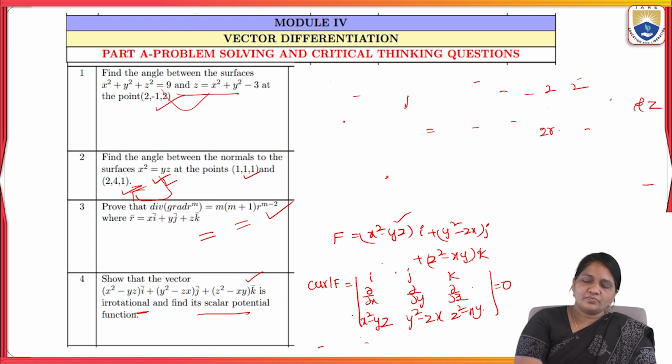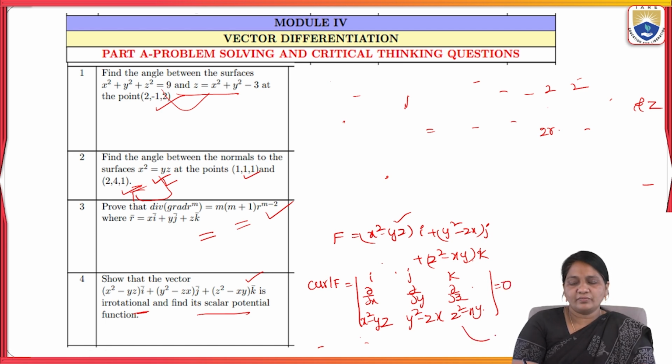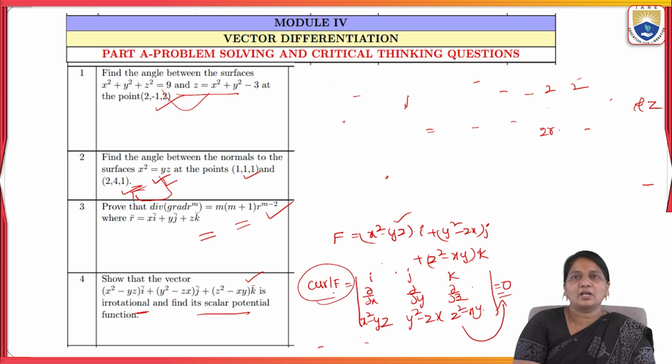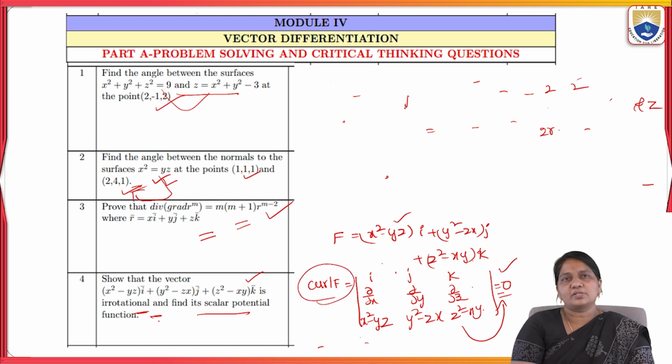So this value we have to calculate. Then we are going to equate to 0. Then we can show that we have to get 0. Then we can say that it is irrotational. That means first we have to calculate the curl F value. That should be 0. Then only this will be irrotational.